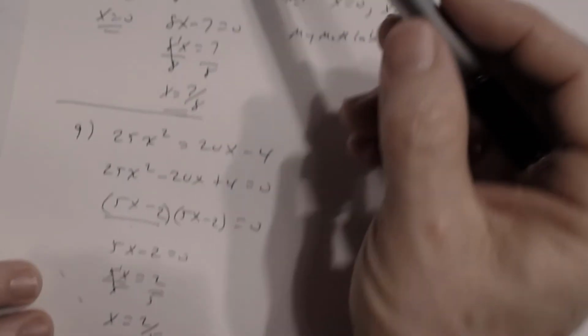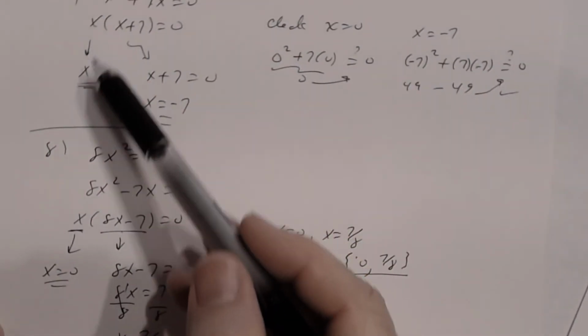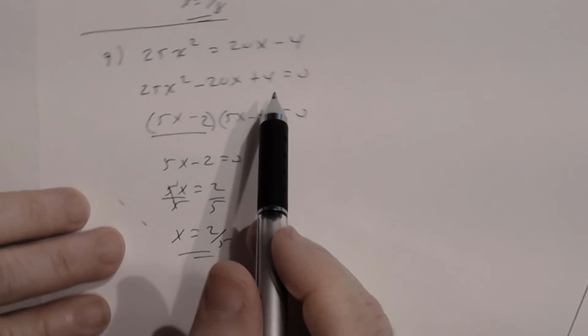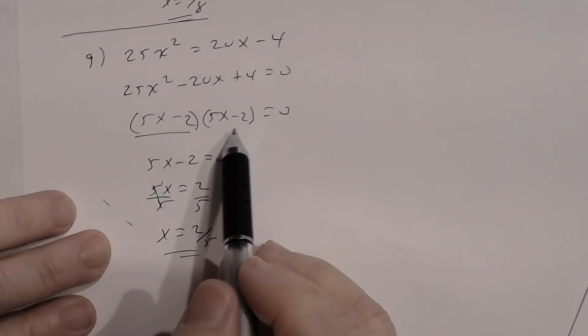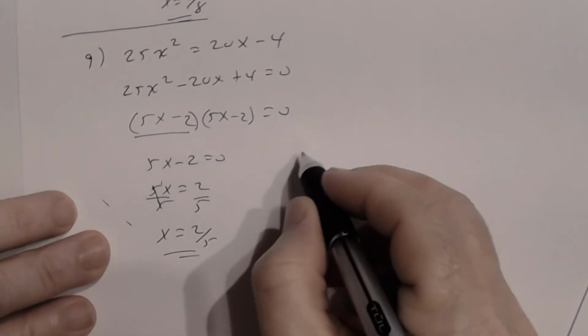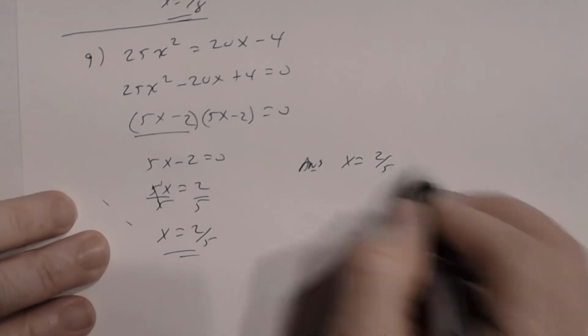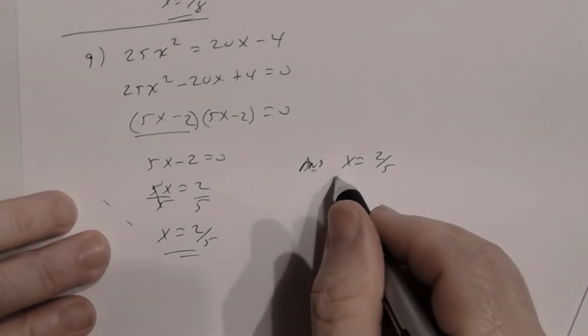So in every problem we've done so far, how many solutions were there? When we solved the quadratic equation, there were 2 solutions. Here you have one solution. And you have one solution because the factors were identical. That's why you had one solution. So you answer, you're just going to say x equal 2/5. Okay? That's all you're going to say.